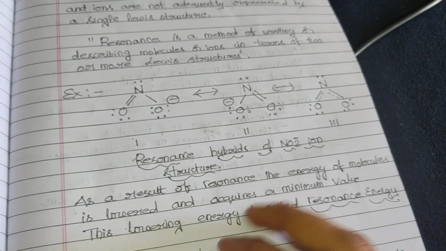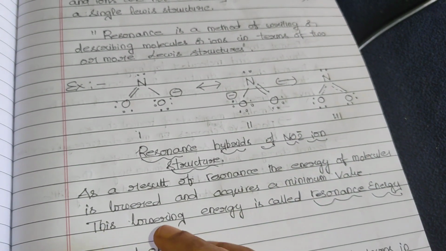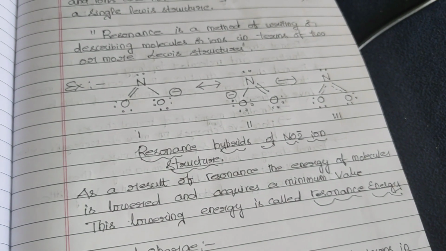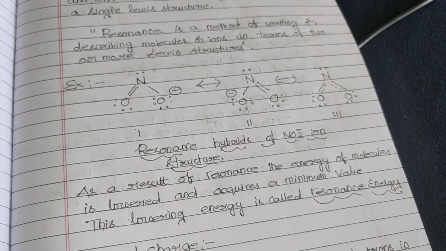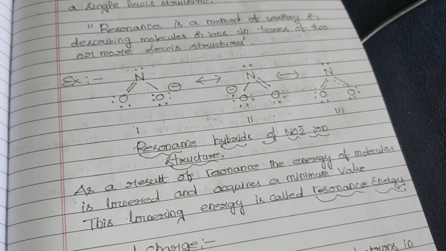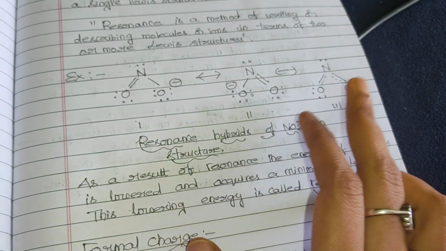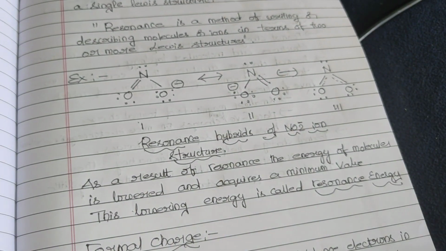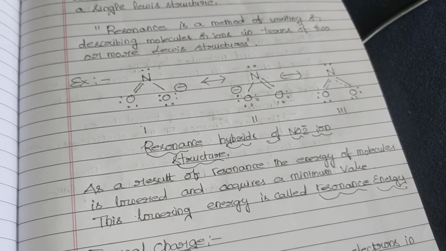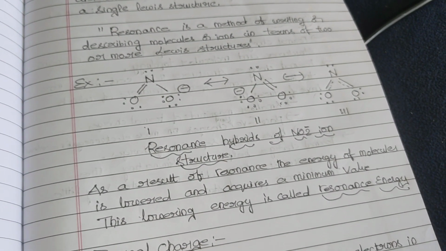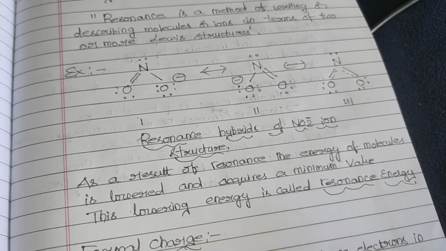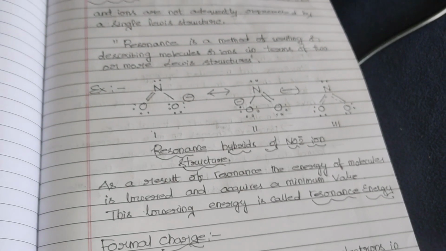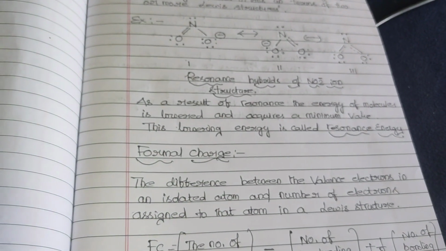And so as a result of this resonance, what happens? The energy of the molecules will be coming down. It is lowered and it will acquire a very minimum value. So because of this resonance, the energy of the molecules will decrease, and it will acquire a minimum value, and this lowering of energy is called resonance energy. So next concept is what is formal charge.